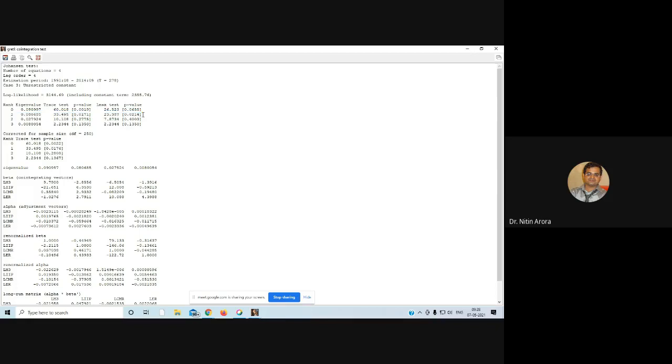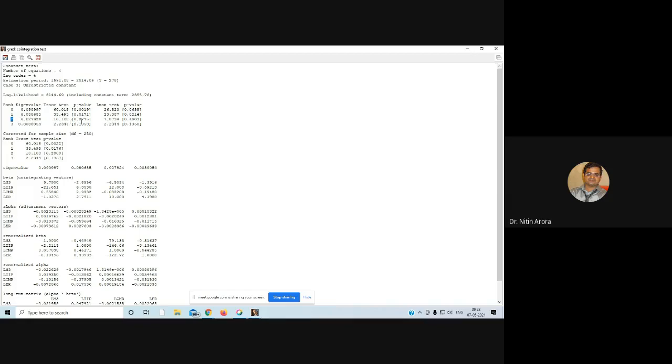Ultimately, let us see whether rank 2 is there or not. For rank 2, we can say that the null cannot be rejected if we go by trace as well as lambda max. The p-value is greater than the level of significance. See, 0.2775 is much above 0.05. 0.4003 is much above 0.05. So this null hypothesis of rank 2 cannot be rejected.